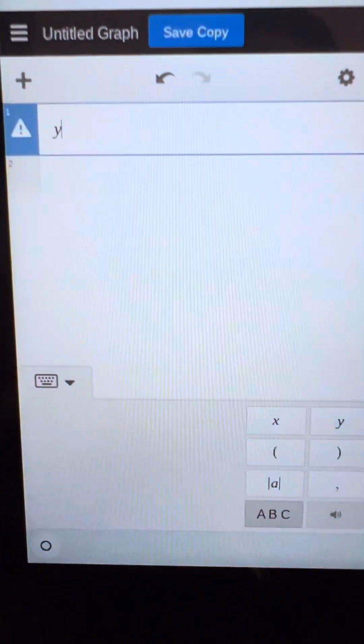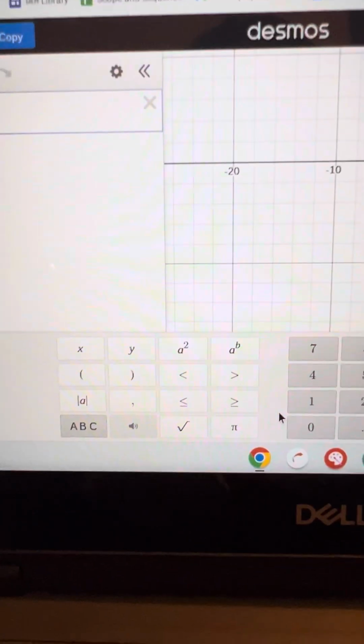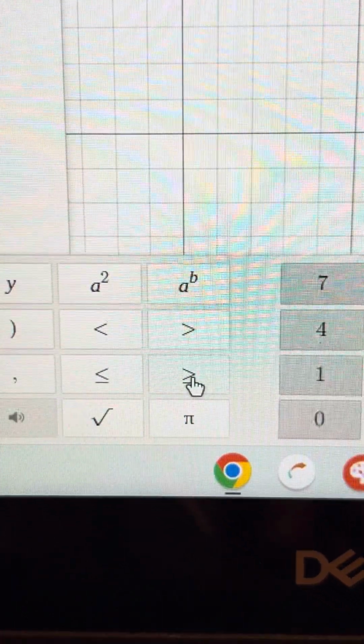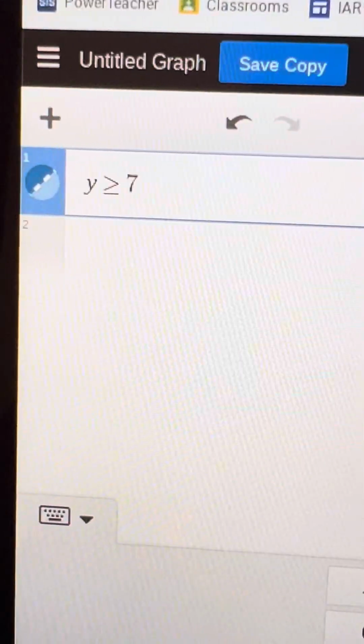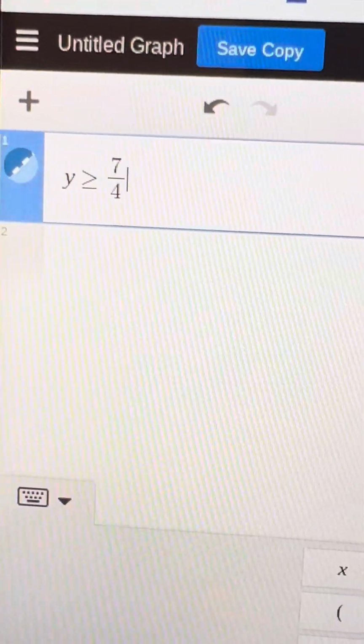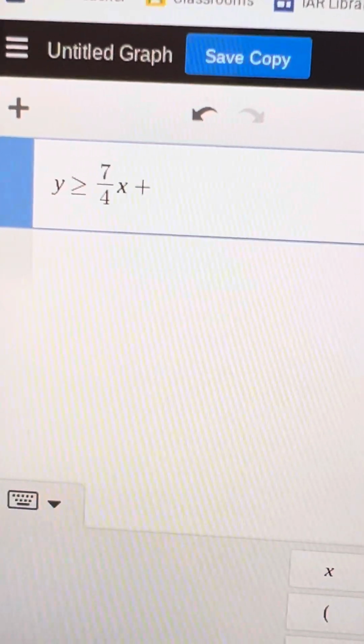Now again, bringing you over here to Desmos, I'm just going to show it to you on the graphing calculator. So the statement is y is greater than or equal to, so you can see the little keypad. I'm just going to change this to that. And then we're going to put our fraction that we have here, which is 7 divided by 4. Move your arrow key over to the side and put x plus 2.